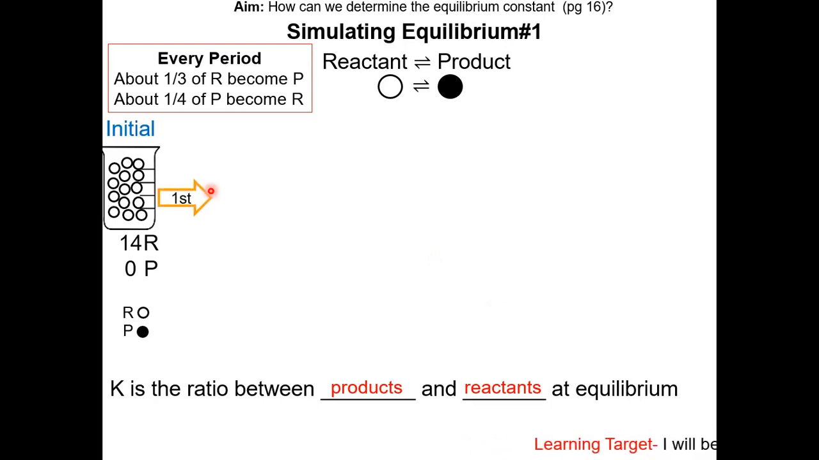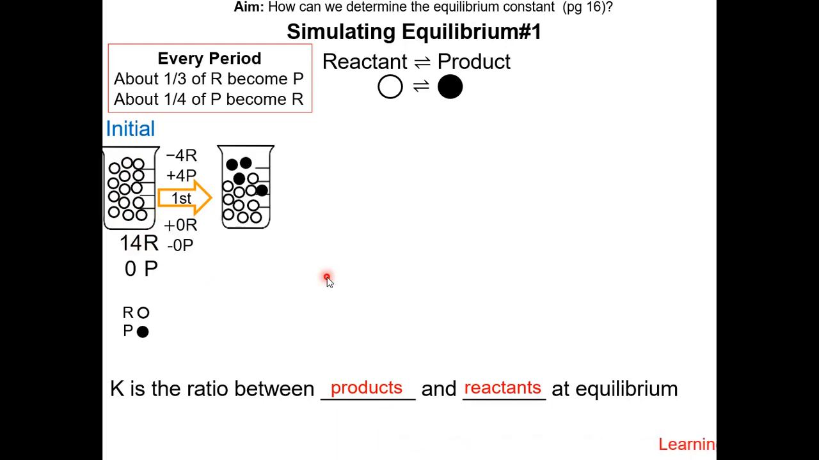In the first period, in the forward reaction, about 1/3 of reactants become products. 1/3 of 14 is about 4. So 4 reactants become products. Since there were no product particles to begin with, no reactants are formed from the reverse reaction. So we still have 14 particles, 10 of them are reactants, and 4 of them are products. This reaction can still continue.